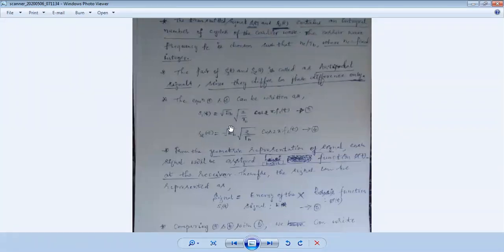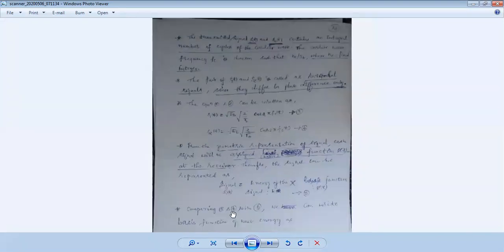See, S1(t) is equal to square root of EB, where S2(t) is equal to minus square root of EB into the phase terms. This indicates the signal magnitude. Why does the minus come? Because the phase of the signal S2, which represents 0, has to be opposite to S1, which represents 1 in PSK. So this is very clear.